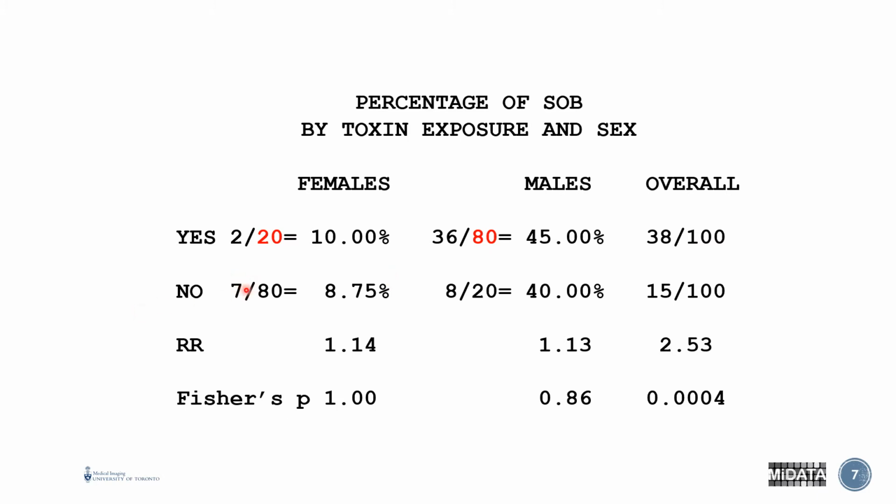Females is 7 out of 80, 8 out of 20 males, with a total of 15 out of 100. So this is the data together that we saw in the first slide. The relative risk here is 1.14, 1.13. The overall is 2.53. Fisher's exact here, no difference, no difference. But overall, interestingly, there is a difference, as we saw in the very first slide.